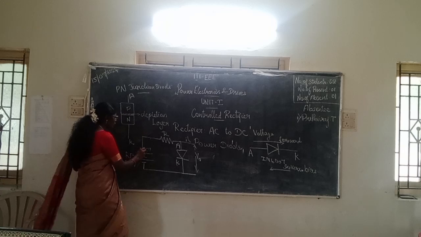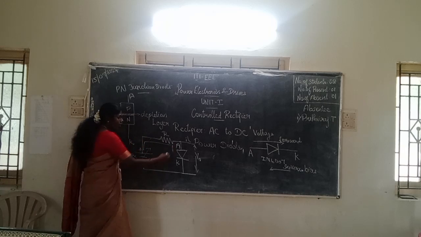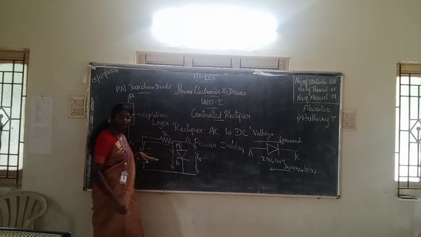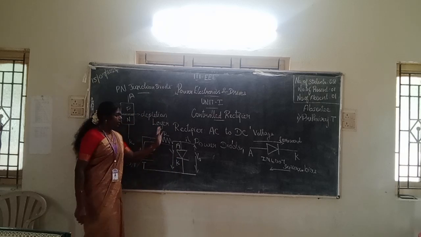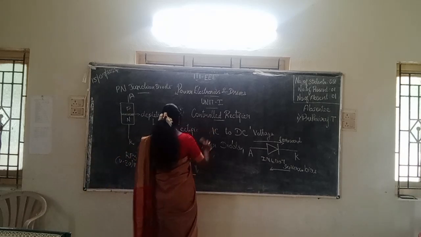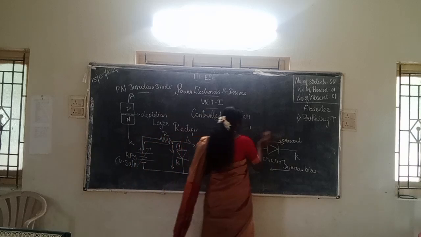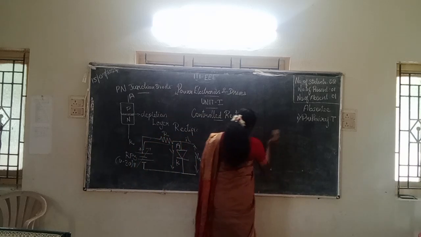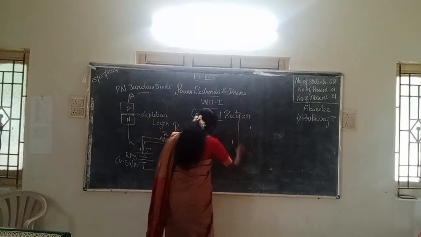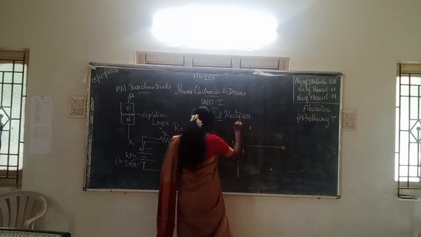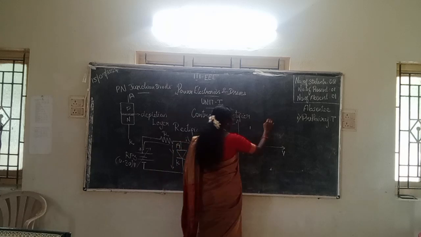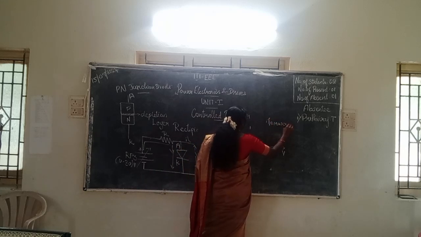The positive terminal is connected to the anode, so it is forward bias. Later on it will be decreased. We will be seeing this as a characteristic, voltage with respect to current. So this is during forward bias.